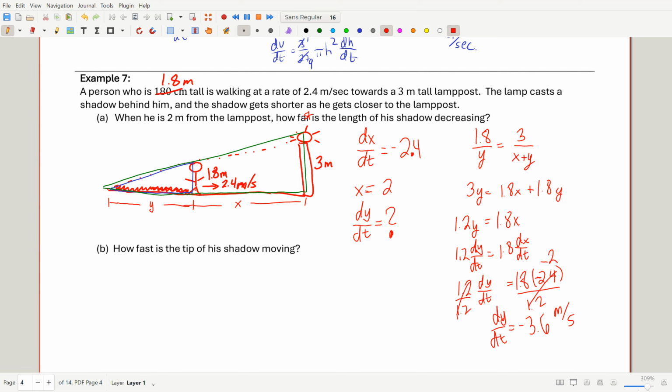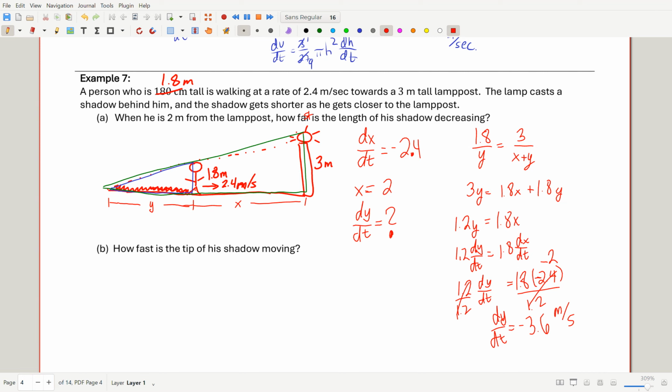And that length's what we need to think about next, because letter B is asking how fast is the tip of his shadow moving. And again, if you're trying to figure out how fast something is moving, you're talking about how fast a length is changing. And that's the connection that you need to make. This tip is moving at the rate at which x plus y is decreasing.